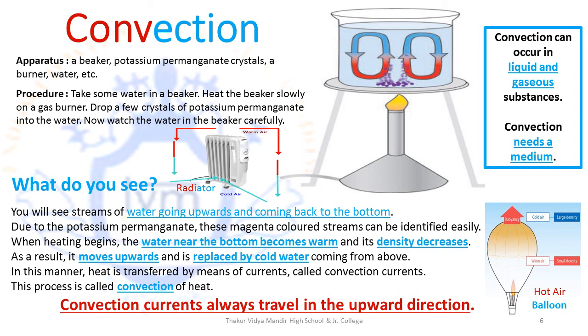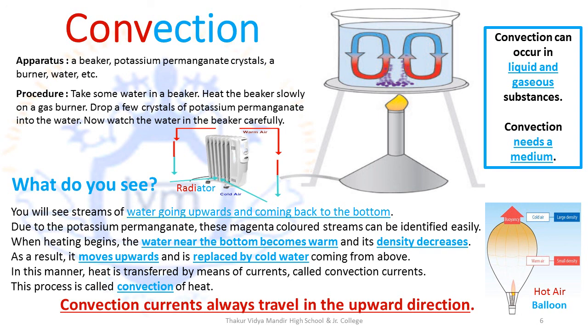What you will require for the experiment are a transparent glass beaker, potassium permanganate crystals, or you can use food coloring in the absence of potassium permanganate crystals, a burner and water. The procedure is quite simple. You will fill 3/4 of the beaker with water. We are not filling it till the top, otherwise the water will spill out. Heat the beaker slowly on the gas burner. Then drop in a few crystals of potassium permanganate and then watch the water in the beaker carefully.